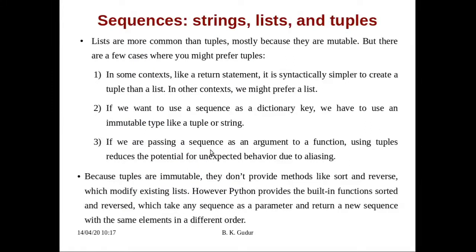If we are passing a sequence of arguments to a function, remember the sequence will be passed as a reference. If unexpectedly we modify something, because of aliasing it may give a different result. In such cases, we can use either strings or tuples. Because tuples are immutable, they don't provide methods like sort. That's why whenever we are working on tuples, we convert them to a list and later work on the list. They also cannot provide a method called reverse, which modifies existing lists.